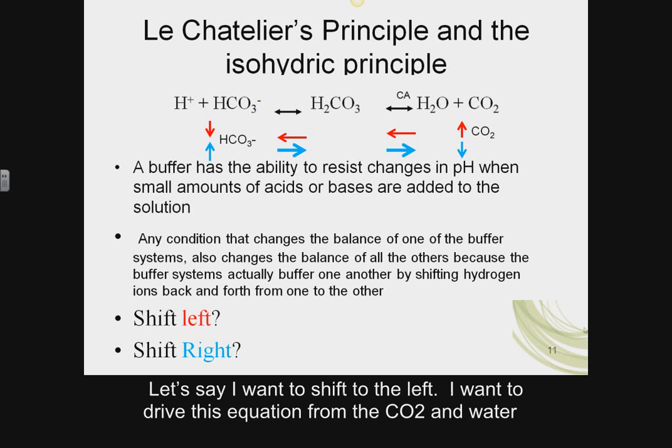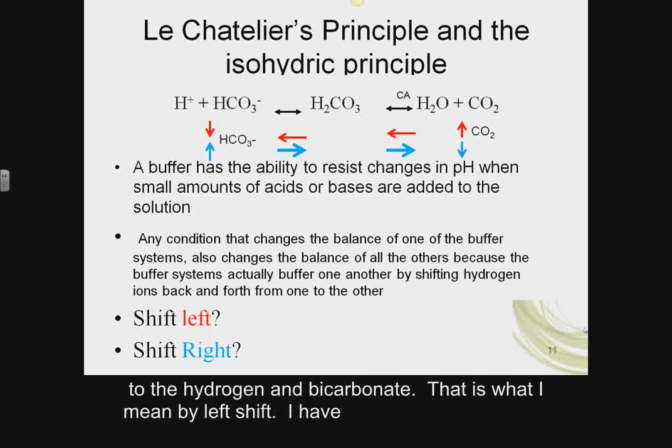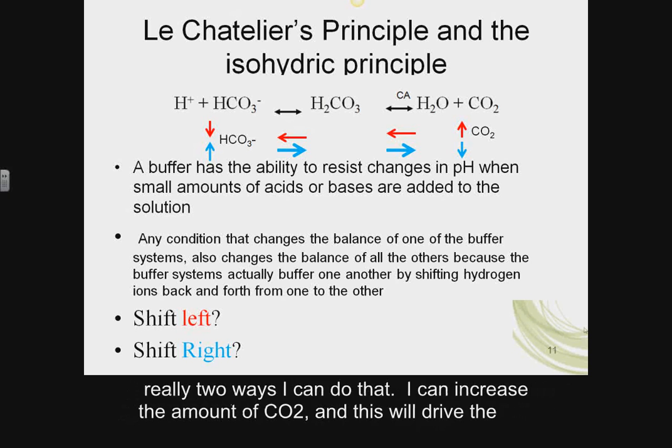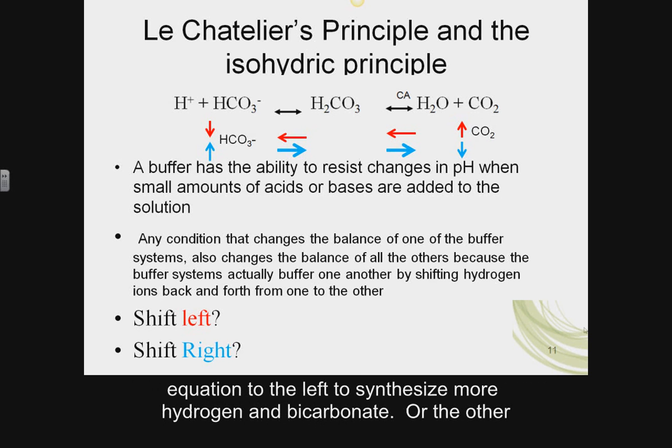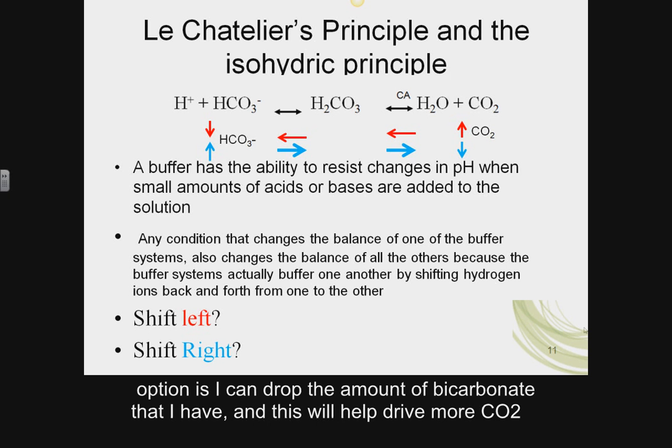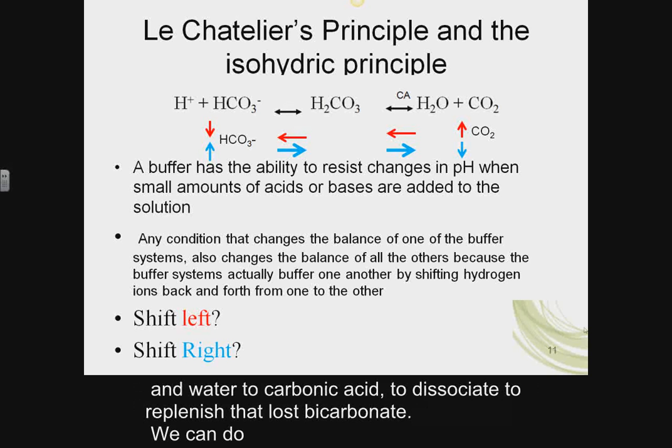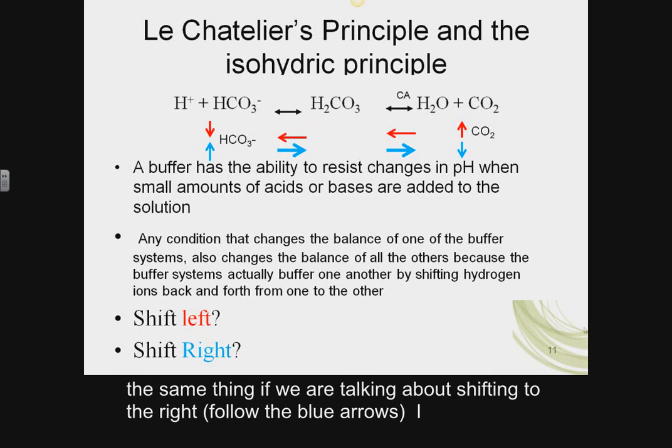Let's say I want a shift to the left. This is shown here with the red arrows. I want to drive this equation from the CO2 and water to the hydrogen and bicarb. That is what I mean by left shift. I have two ways I can do that. I can increase the amount of CO2, and this will drive the equation to the left to synthesize more hydrogen and bicarbonate. Or, the other option is, I can drop the amount of bicarbonate that I have, and this will help drive more CO2 and water to carbonic acid, which dissociates to replenish the lost bicarbonate.